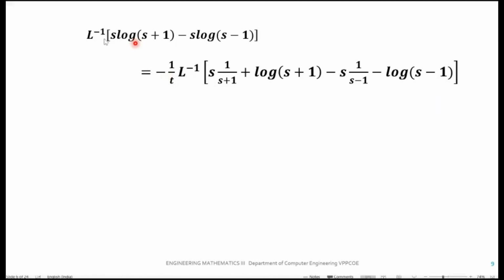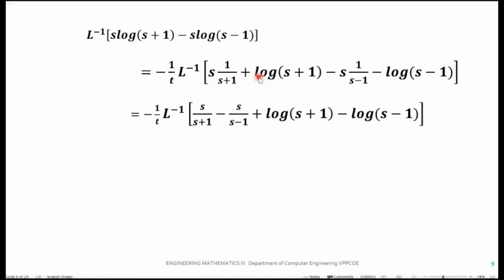Okay, so I have differentiated these two terms using u into v. Differentiated, not integrated. I have differentiated this function. So now what will we do? We will combine the log functions and write them together, and then the other two terms. So I can write s upon s plus 1 minus s upon s minus 1, times log s plus 1 minus log s minus 1. Here I've combined the first and third term. s upon s plus 1 minus s upon s minus 1.